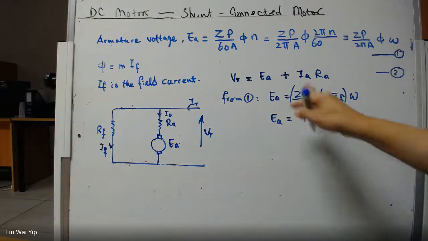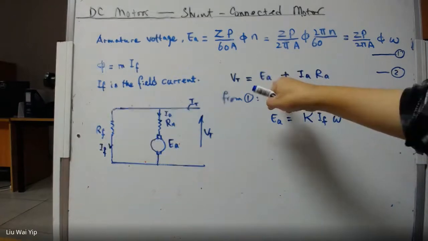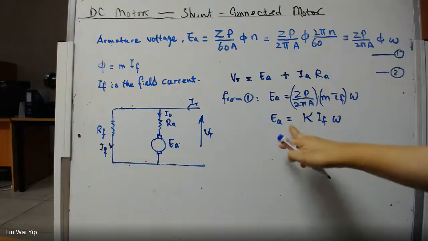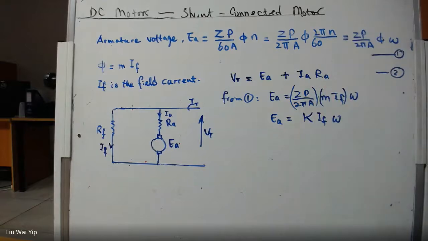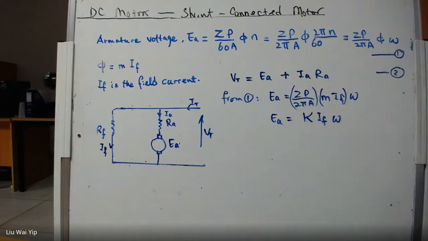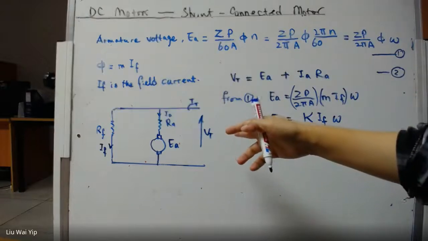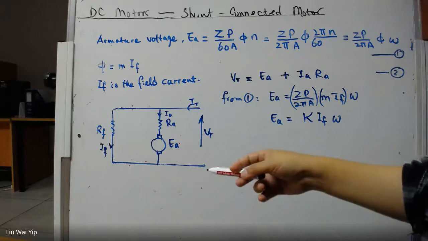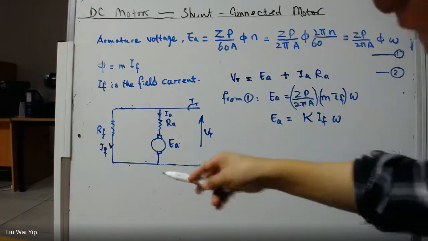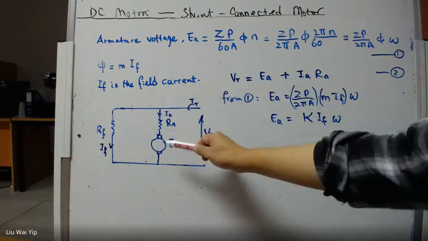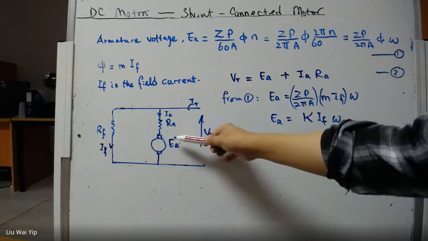And another important formula is here. We have already got this formula, and we have got EA here. But what we have not derived is this current, IA. Now take a look at the power. In normal circumstances, there wouldn't be any significant power raised in the field winding. Instead, most of the power will be turned into motion.